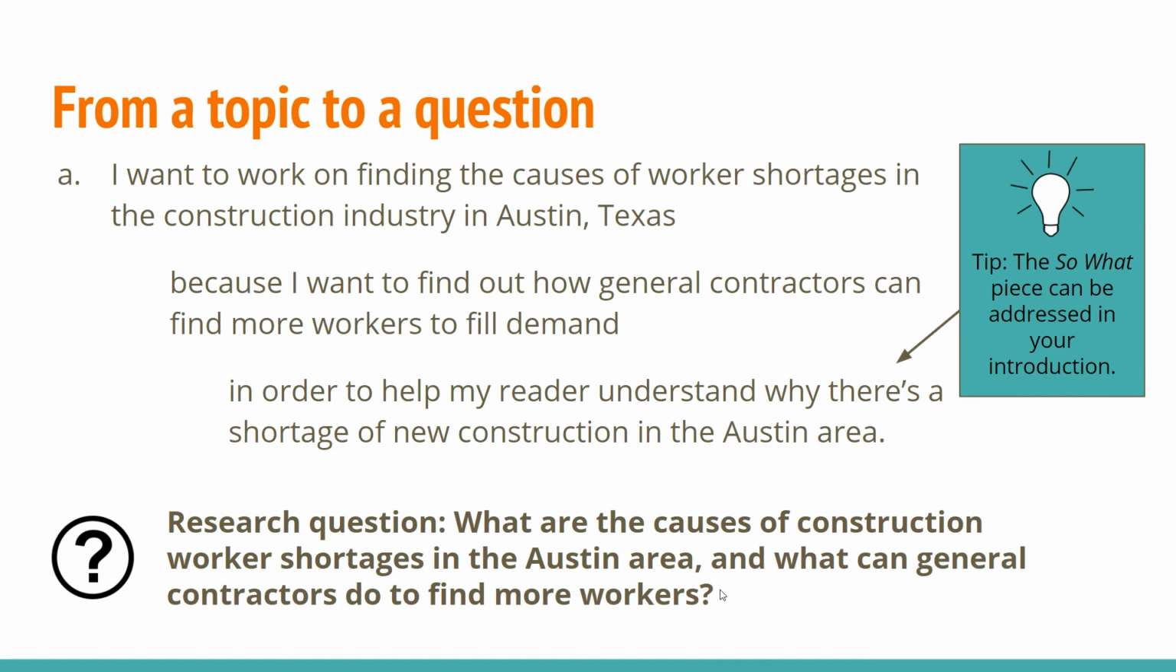So the reason we do that is because once you write these things down, then you can form your research question, right? So our example A about construction workers: I want to work on finding the causes of worker shortages in the construction industry in Austin, Texas, because I want to find out how general contractors can find more workers to fill demand in order to help my reader understand why there's a shortage of new construction in the Austin area. So really the first two parts help frame the research question.